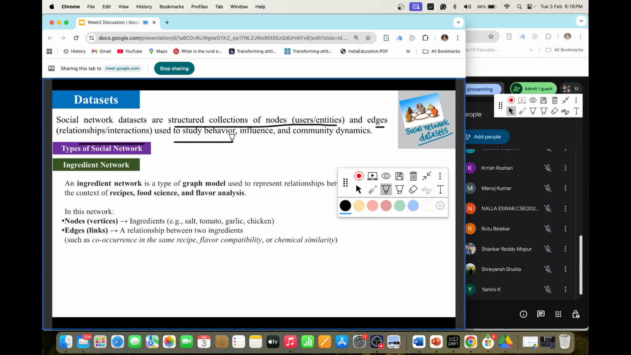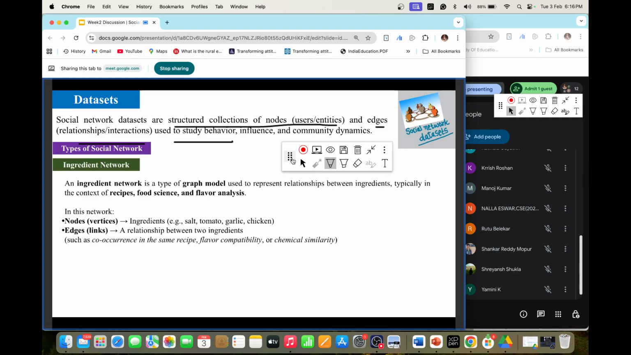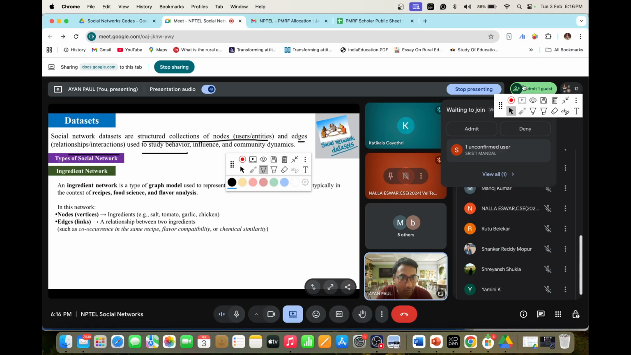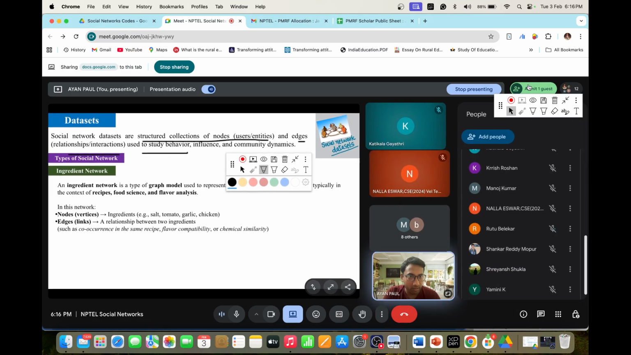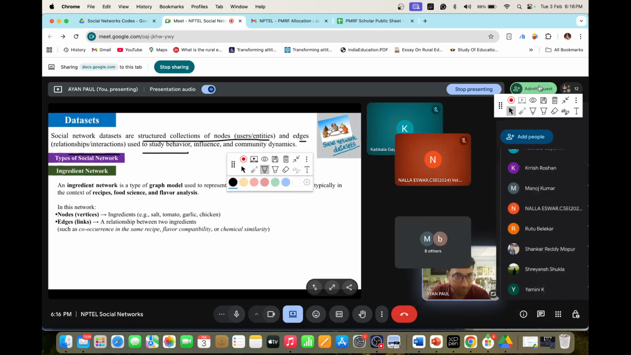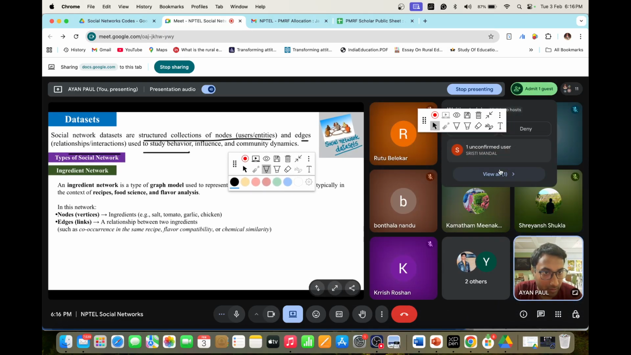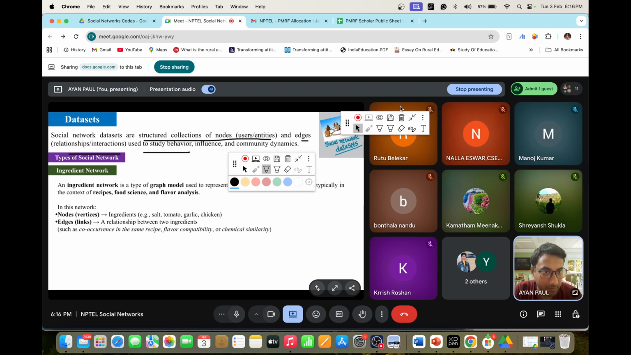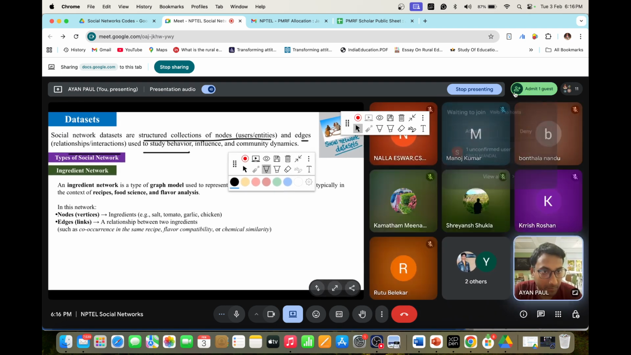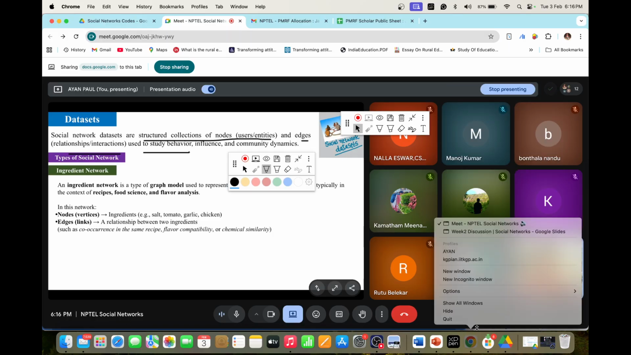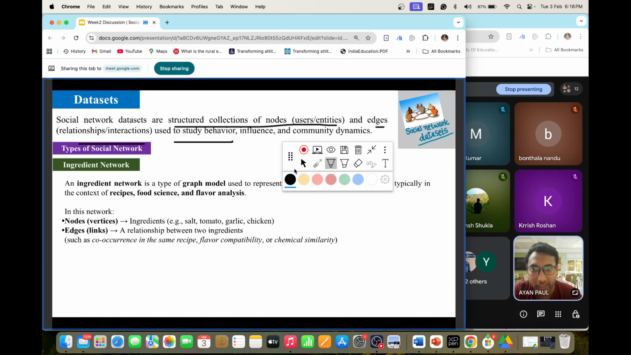So what are the types of datasets that have been discussed? Yeah, people are still joining, so that is why I have to interrupt in between.